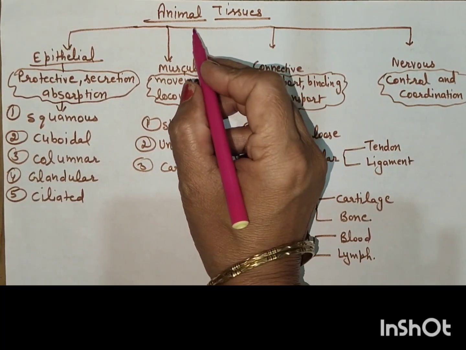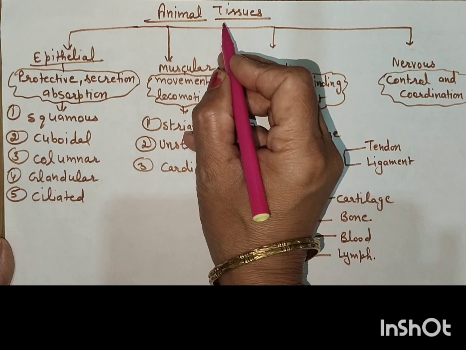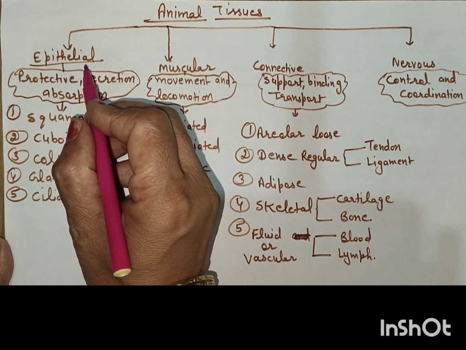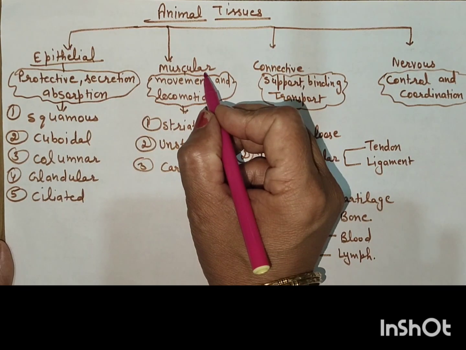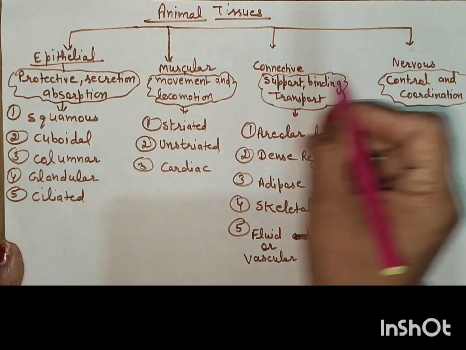Students, today we will discuss animal tissue. Animal tissues are of the following types: epithelial tissue, muscular tissue, connective tissue, and nervous tissue.